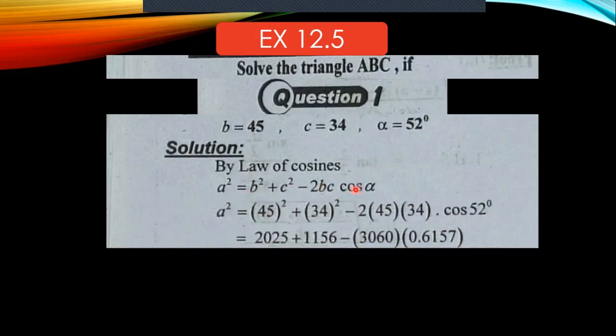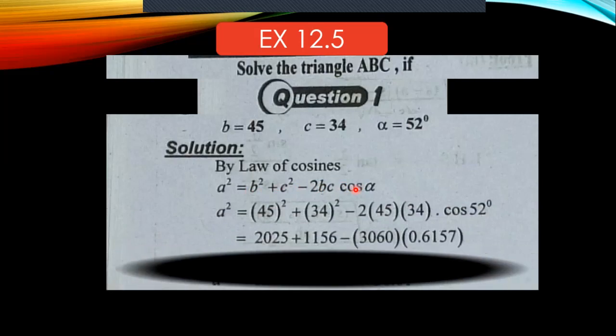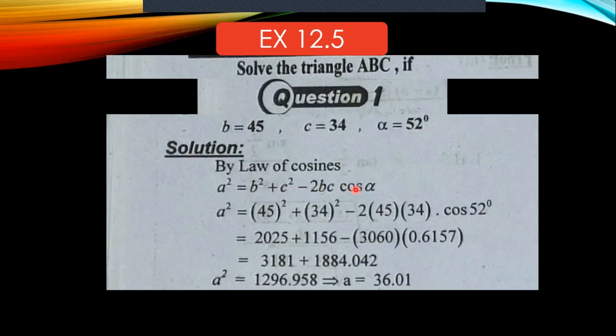First of all, we need to find the side, because to find angles, we need the third side. We need all the three sides. So here A is missing, so the formula for A has been used. A is on the left hand side and all the other things are on the right hand side, and you will put the values and simplify, and then you will take the square root. Here we have solved it, and here we need to take the square root. It becomes 36.01.